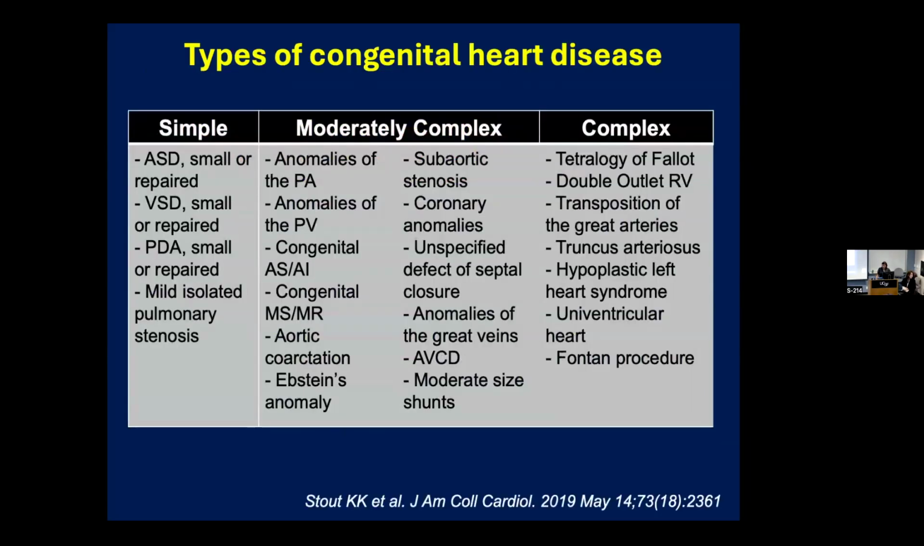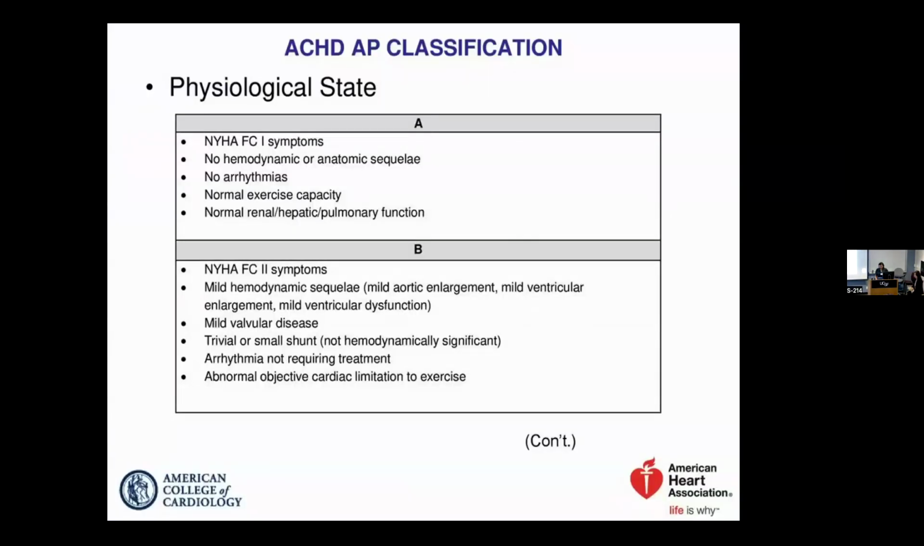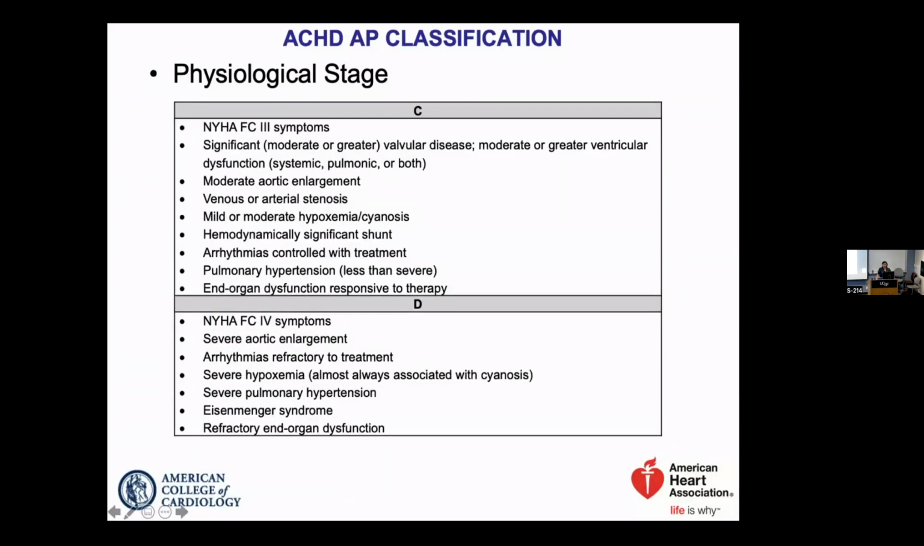You're all quite familiar with the various defects within CHD, but based on the most recent guidelines, these could be anatomically classified into simple, moderately complex, as well as complex CHD. The guidelines further added 4 physiologic states to the classification as classes A through D, based on their NYHA class and severity of association of other conditions related to congenital heart disease, such as valvular dysfunction, arrhythmias, heart failure, pulmonary hypertension, aortopathy, cyanosis, etc.